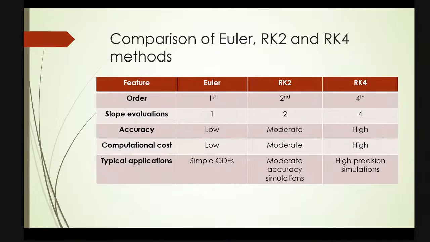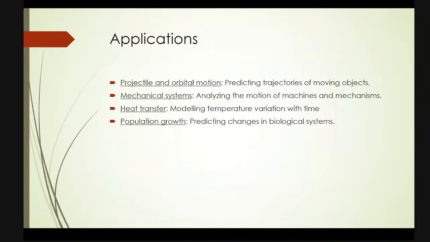Now that we have learned some of the techniques used to solve ordinary differential equations, let us look at some of the applications. These are used in projectiles to analyze the motion of satellites, rockets, and so on. Suppose that we have a differential equation like dy by dt equals some function of velocity and time. These numerical methods can be used to find the position of the rocket or any projectile at different instants of time.